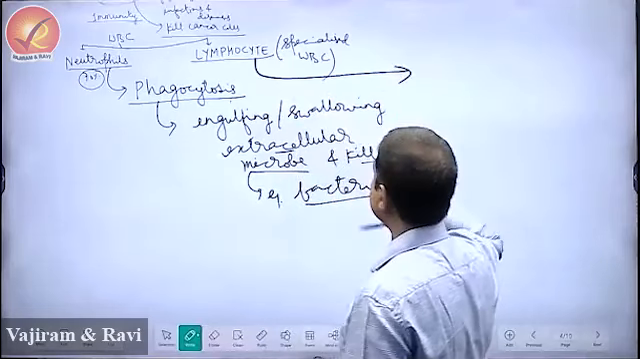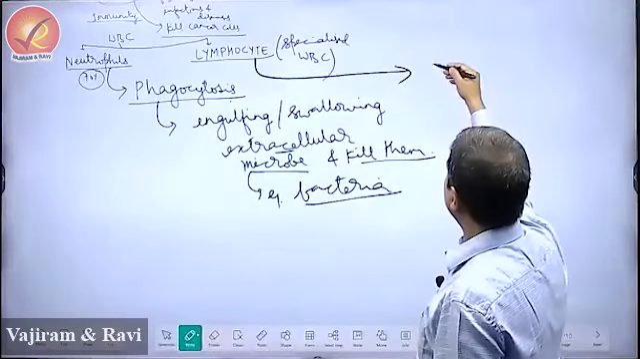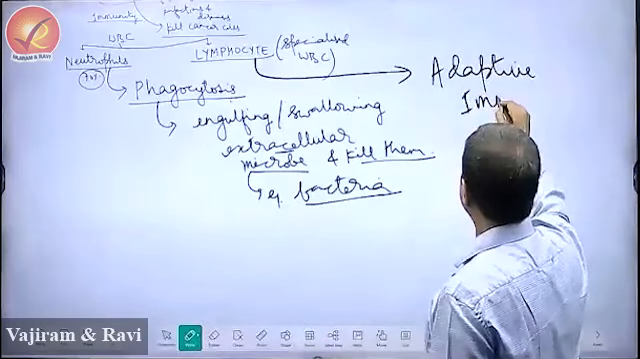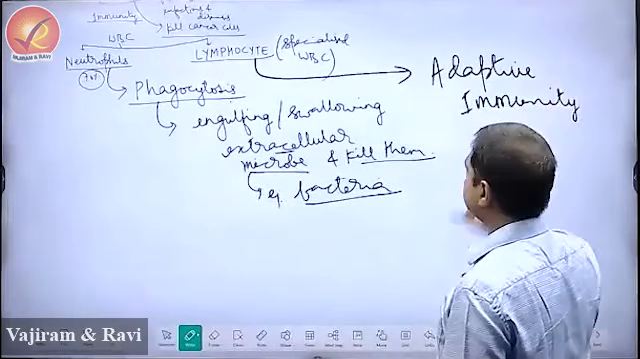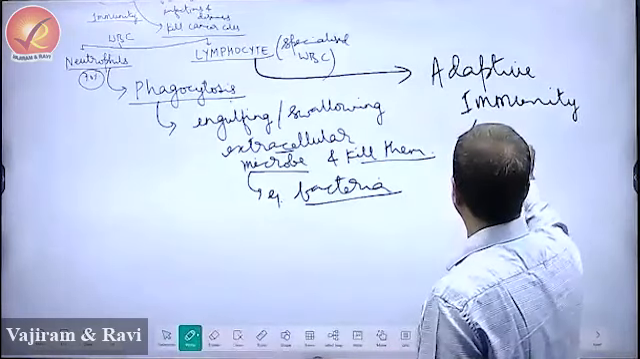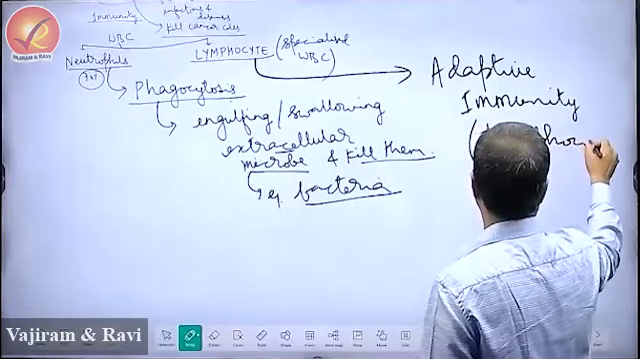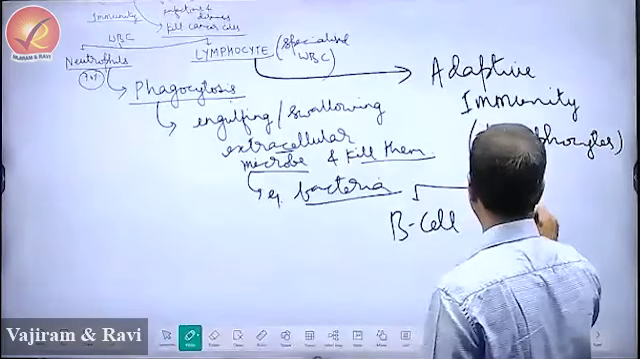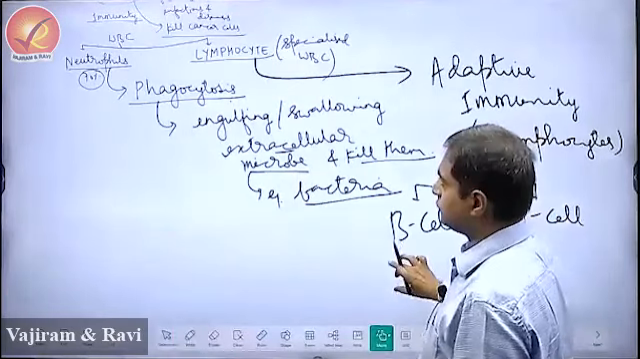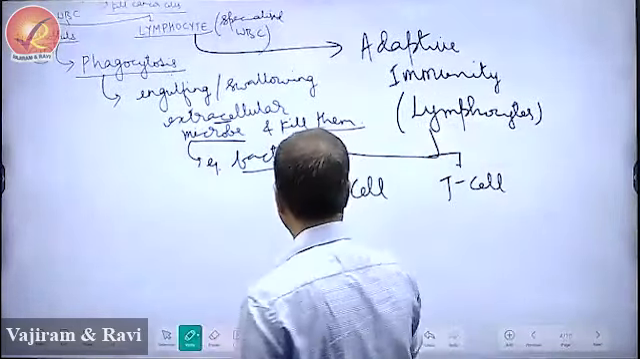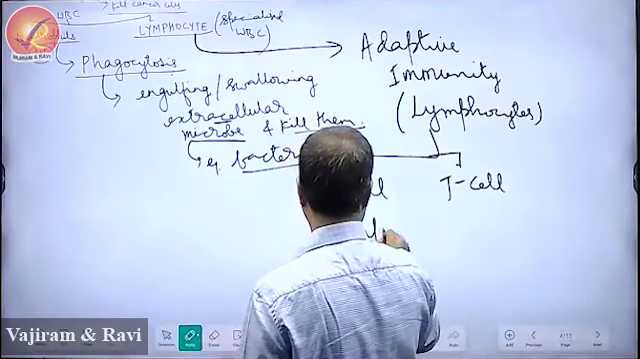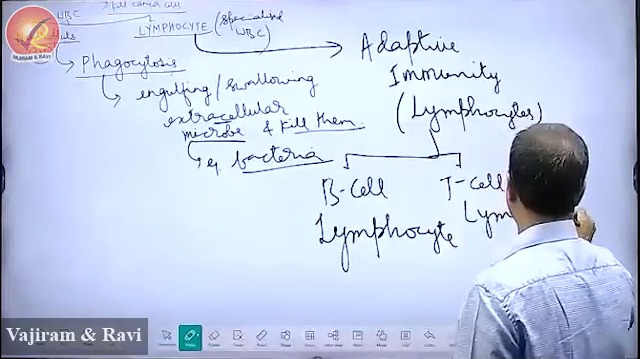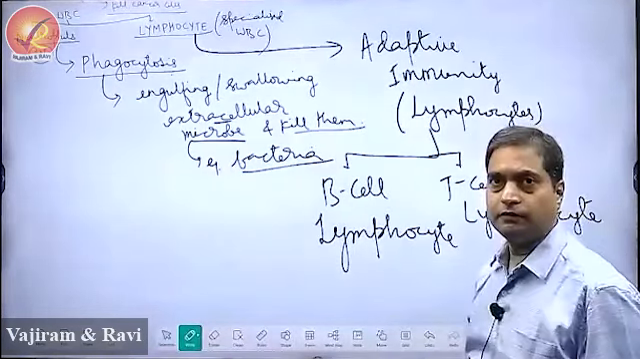Lymphocytes we will discuss as adaptive immunity. Adaptive immunity, and that is as B cell and T cell lymphocyte. So lymphocytes are of different types. The two important types we'll focus on are the B cell lymphocyte and the T cell lymphocyte.